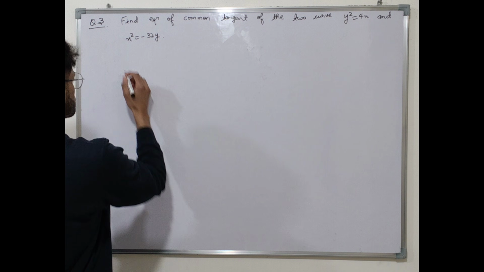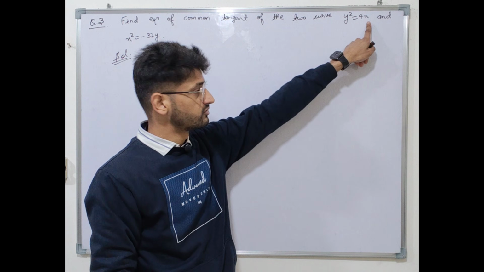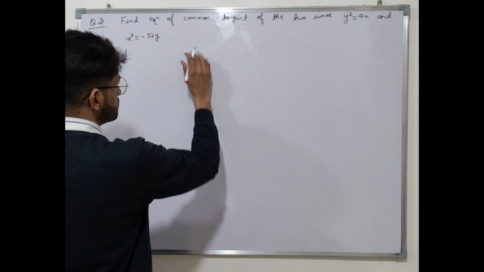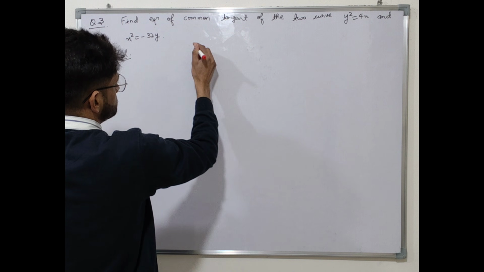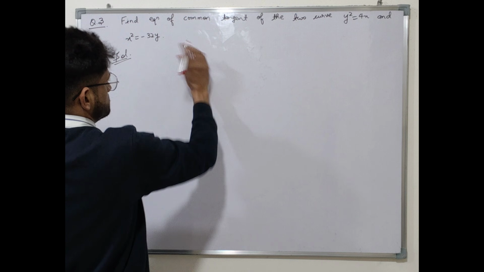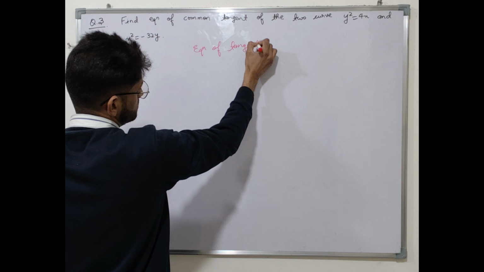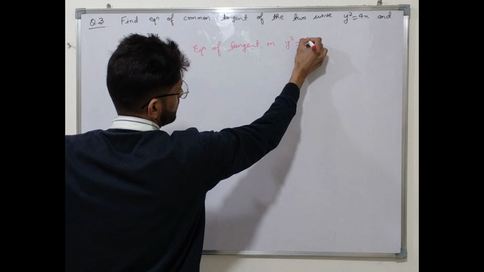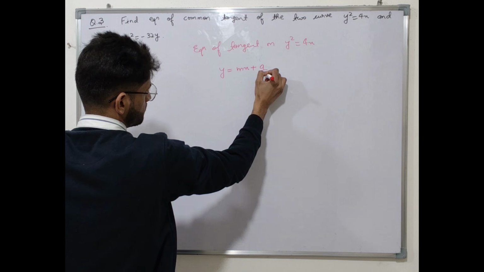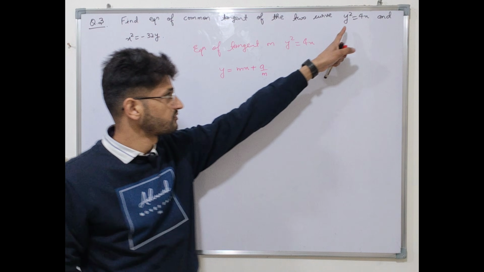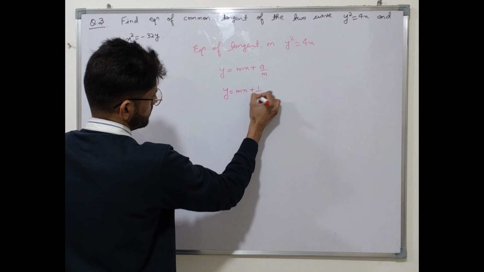So we have been given two parabolas, and we are aware that we can write the equation of tangent on y square equals 4x. Since we have studied how to write the equation of tangent, we can write it on y square equals 4x as y equals mx plus a upon m, where a is 1 in this case. So we can write y equals mx plus 1 upon m.